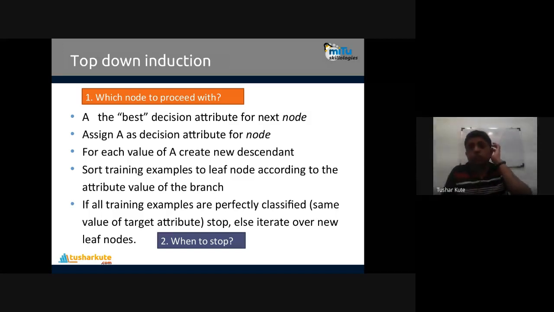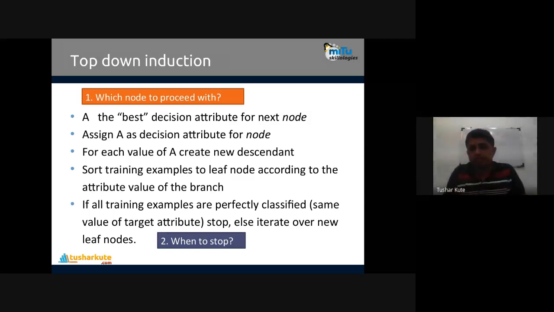Two questions are mentioned: which node to proceed with, which features you have to choose, not sequentially chosen. There are some criteria which are applied by the decision tree. Based on that, the nodes to split are chosen. Second question: when to stop? When do you have to stop? Now see, if the data is not perfectly classified, like the example that we have seen in the first case, that is the movies data, how did it decide to stop?